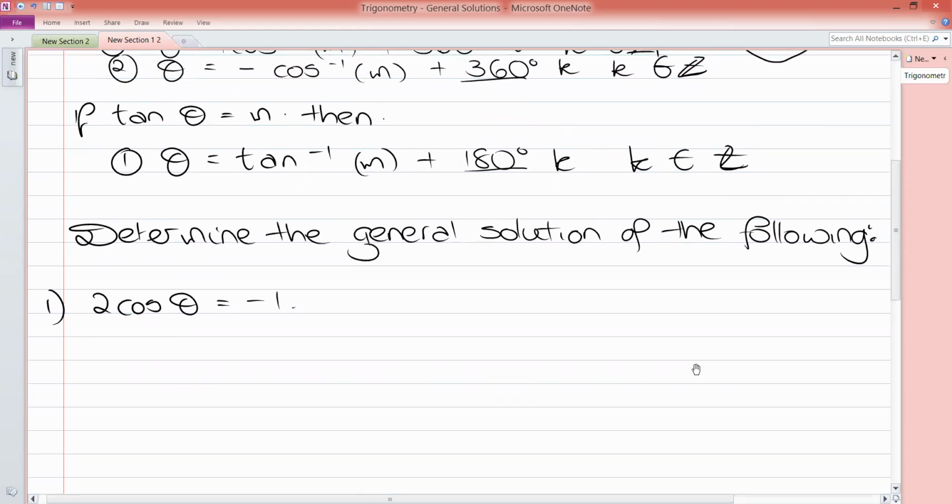So if they want us to determine the general solution of the following, so you have 2 cos theta is equal to negative 1.